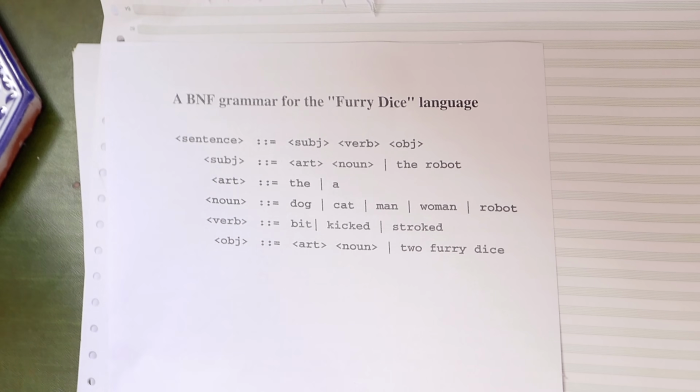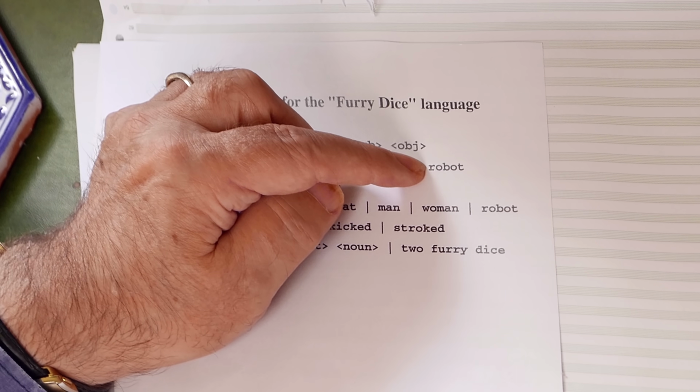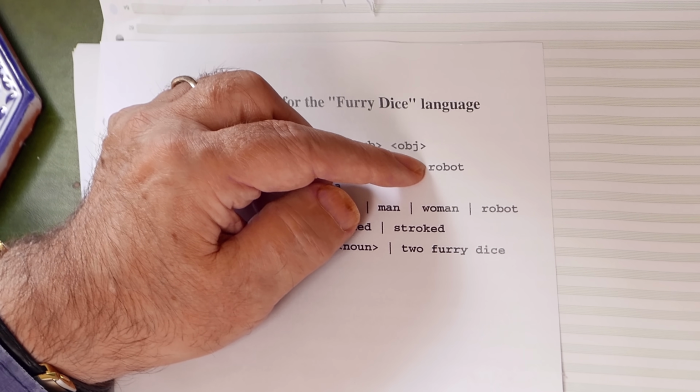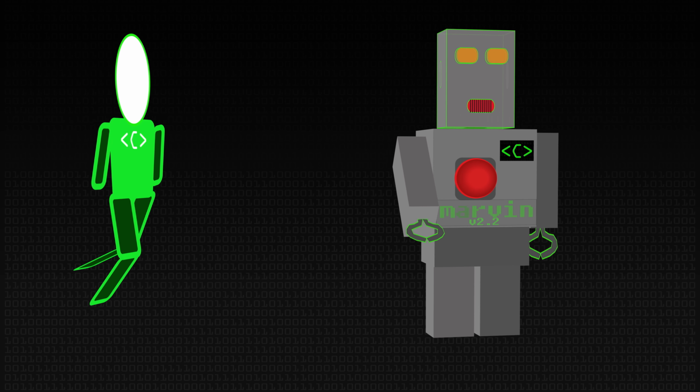What I'm saying up at the top of the grammar, using the angle brackets for what's going to become parts of a so-called parse tree: a sentence is defined as a subject, then a verb, then an object. That's the most common form of English sentence. The subject is the personal thing doing the action, the verb says what the action is, kicked, bit, stroked, whatever. The object says what it is doing it to.